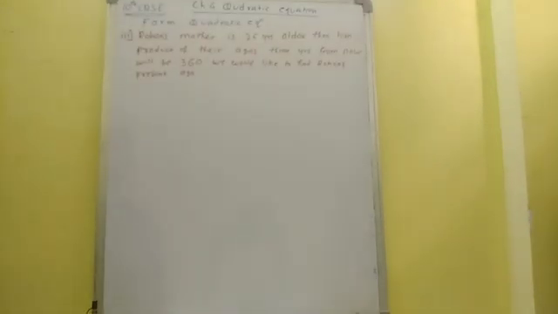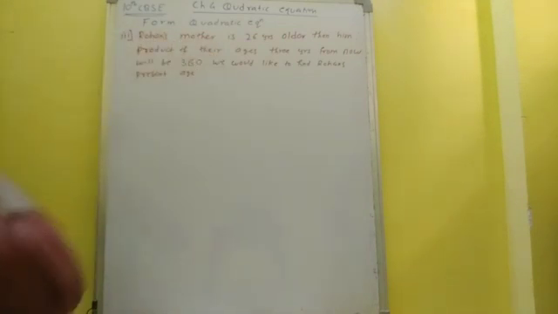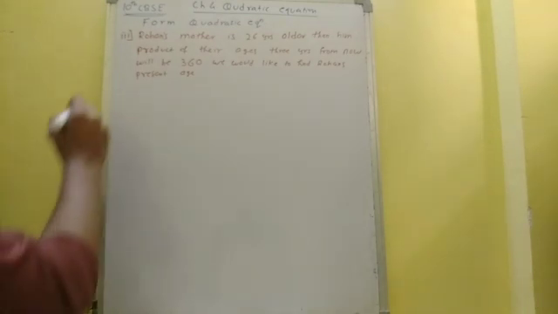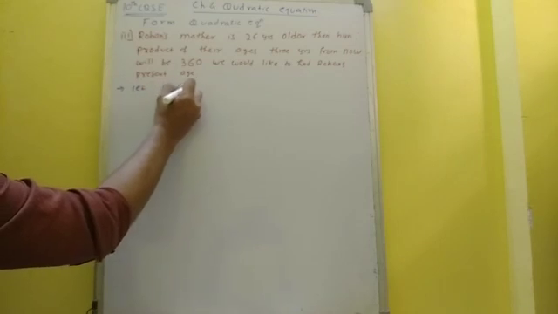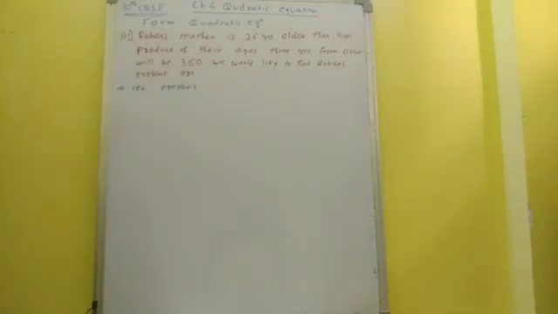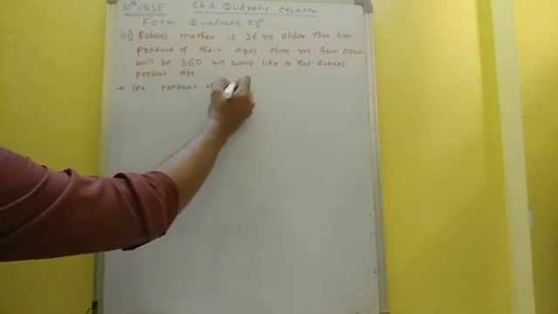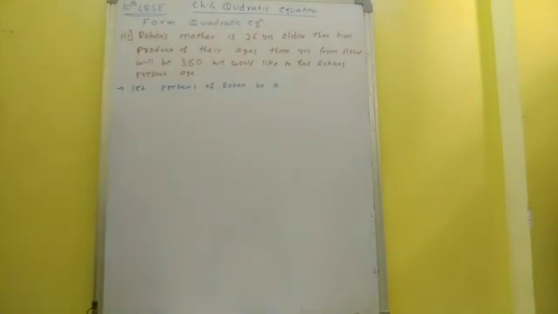Okay. The third question is, Rohan's mother is 26 years older than him. Means, do you know what this means? Rohan's mother is 26 years older than Rohan. Okay? Do we know Rohan's age? No. So we'll take, let the present age of Rohan be x. Whenever we are doing the sum of ages, take the present age.